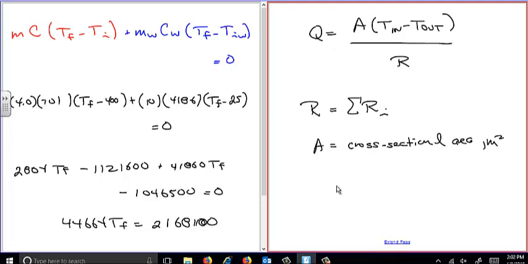Also remember that R is equal to L over K. So if I gave you K and L, you could calculate R. Or I might just give you R. If I gave you R and L, you could calculate K. This is not resistance. This is the R value, this is length, and this is the heat transfer coefficient.